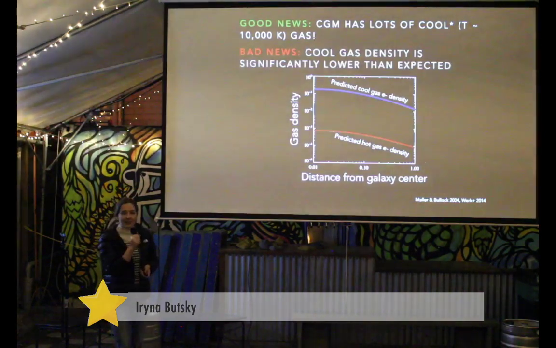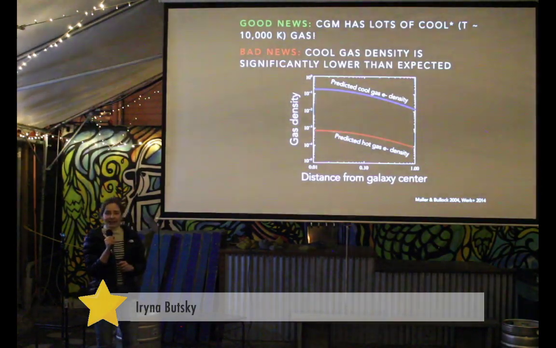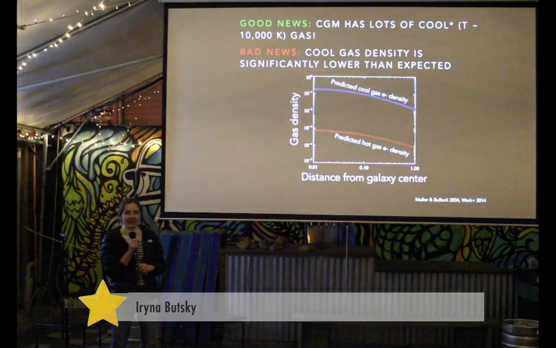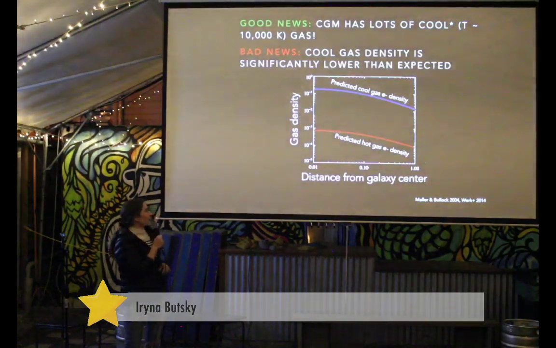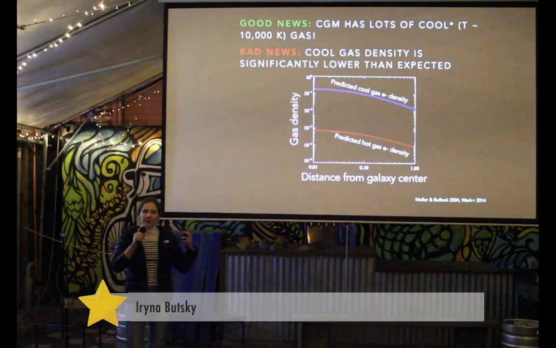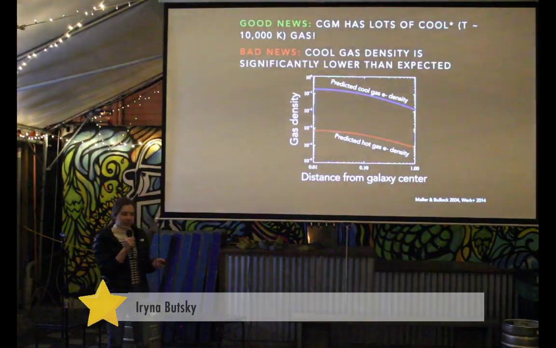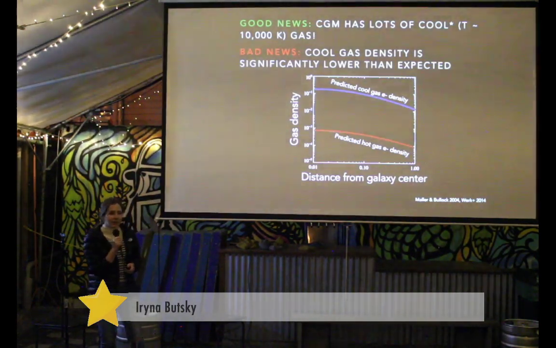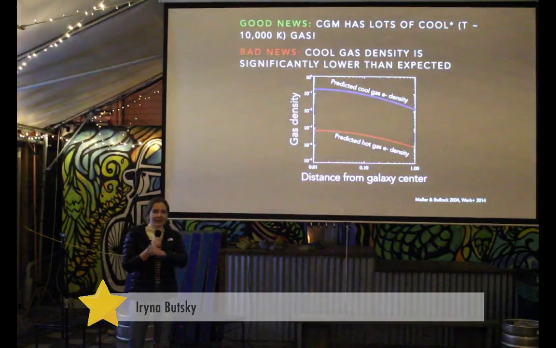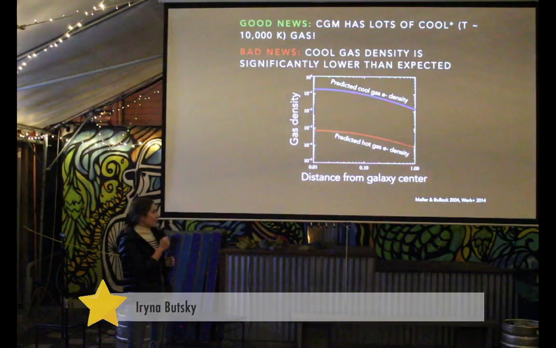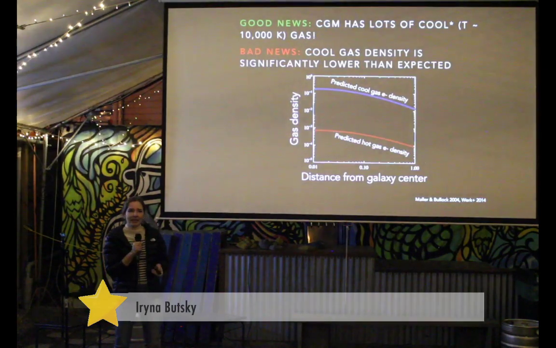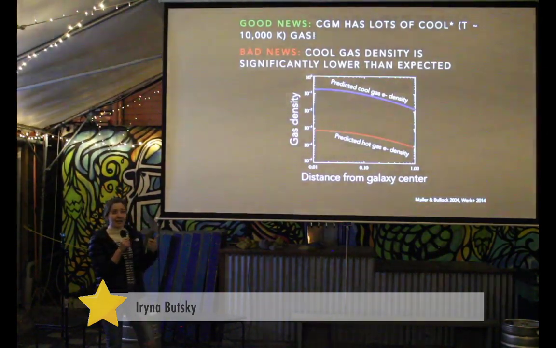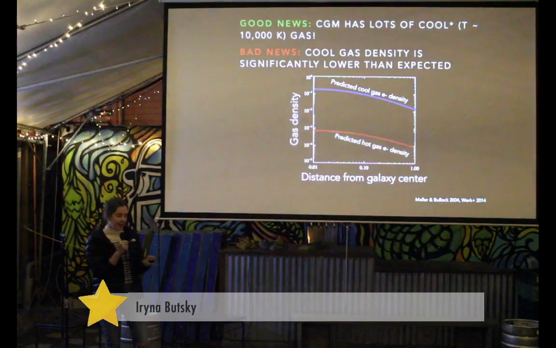But the bad news is this cool gas is much lower density than we expect it to be. So we know the gas pressure we expect in the CGM, and from that pressure we can use the old ideal gas law you might remember from chemistry, PV equals nRT. And so if we know the pressure and the temperature, we can make predictions for the gas density.